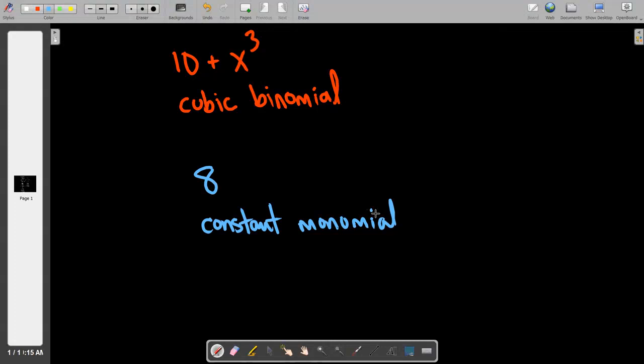Okay, so far? All right, the next piece of our notes, we need to learn something muy importante, and that is called standard form.